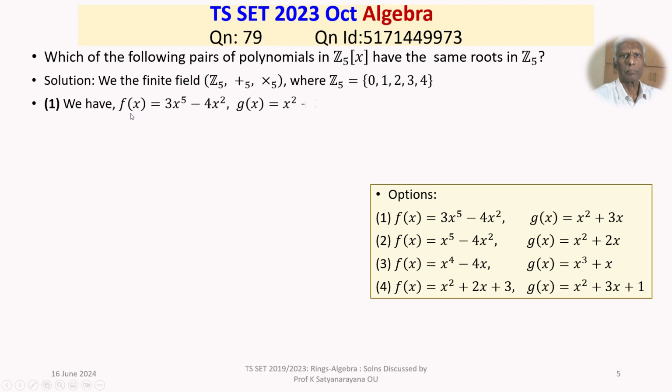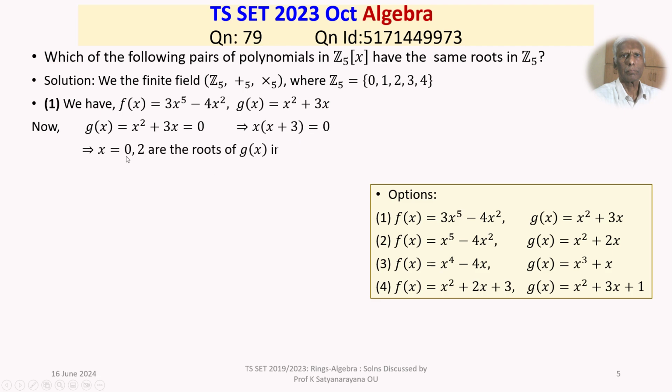We have two polynomials, f(x) equal to 3x to the power of 5 minus 4x square, g(x) is equal to x square plus 3x. Right. Let us consider the second function, g(x), and x is common. So, we write it as x into (x plus 3) is equal to 0, and the roots are x equal to 0, and x plus 3 equal to 0 will give you x equal to minus 3, where minus 3 modulo 5 is 2. Therefore, x equal to 0, 2 are the roots of g(x).